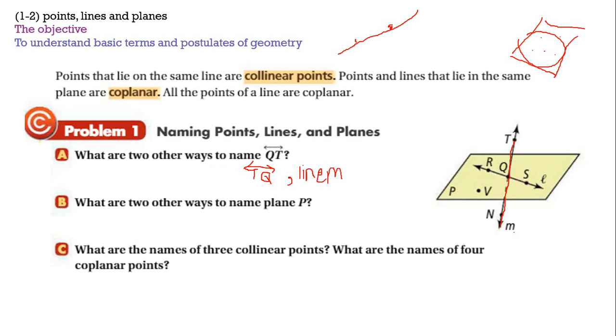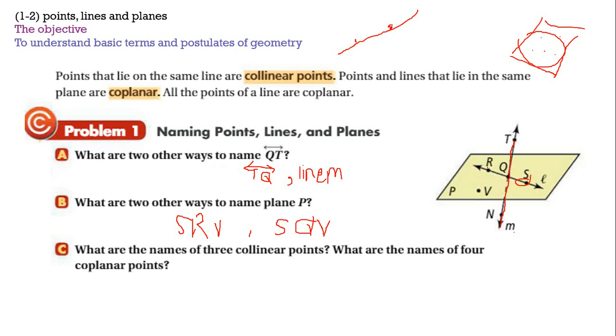What are two other ways to name plane P? So plane P, which is all the surface, we can name it by using three points. So I will use this point and this point, this point. So I can say S, R, V. I can use another 3 points, S, Q, V. Just use any 3 points on the same plane and then just write them beside each other, and then this is the way.